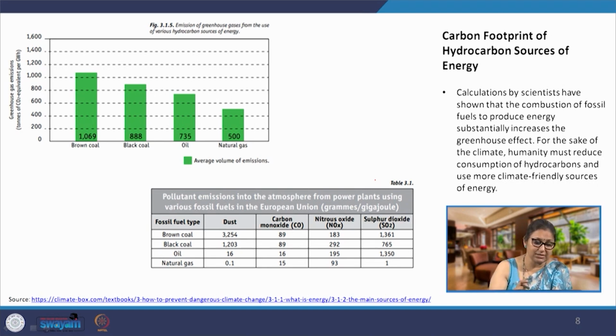So, we can clearly see that the least emissions are caused by natural gas, and that is 500 tons of carbon dioxide equivalent per gigawatt hour of electricity produced. So, we are looking at this range starting from 500 and going to approximately 1000 tons of carbon dioxide equivalent per gigawatt hour of electricity produced. This is what we are looking at when we talk about the carbon emissions.